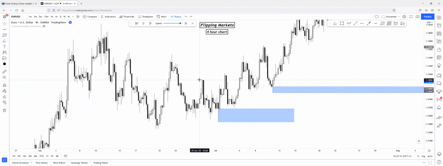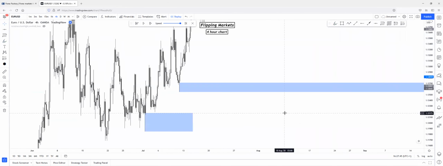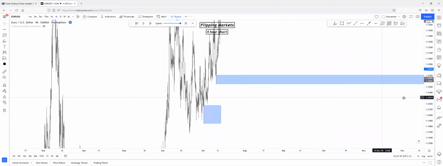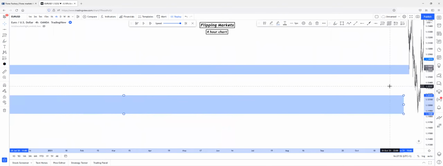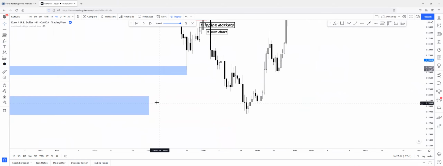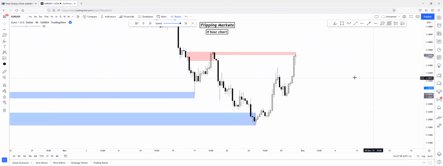As you can see, it just did a small change of character or break of structure to the upside with not much of an inefficient push, small liquidity sweep. So yeah, this region is just a range, and demands in ranges aren't the most valuable demand zones. Okay, so I just extend this zone here again. As you can see, price was perfectly reversed on this zone.